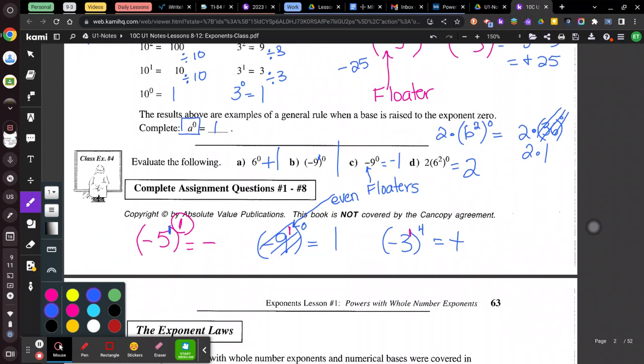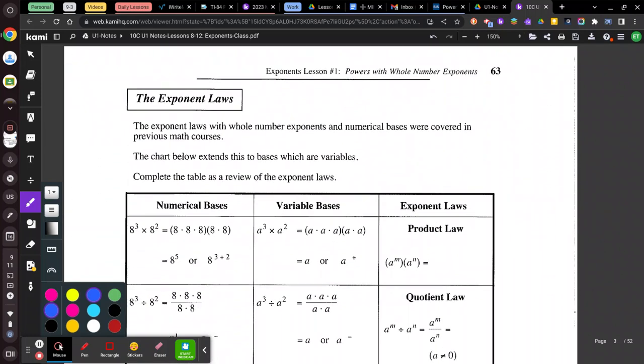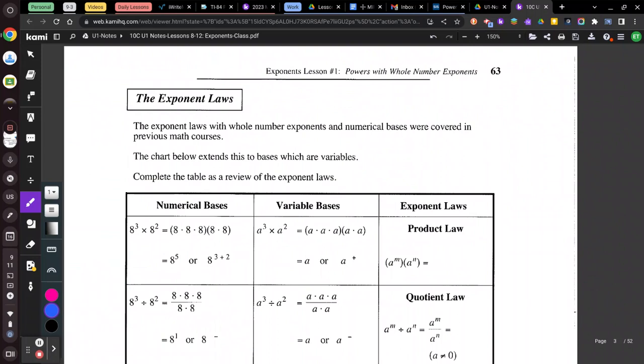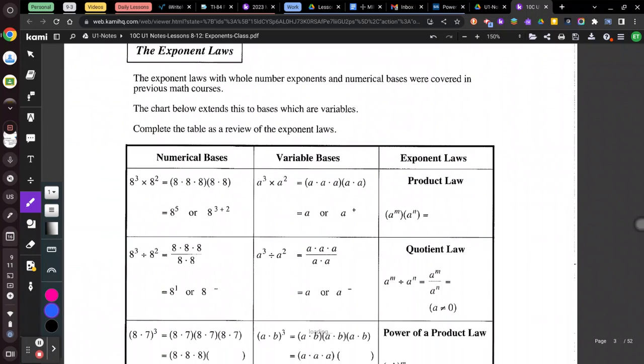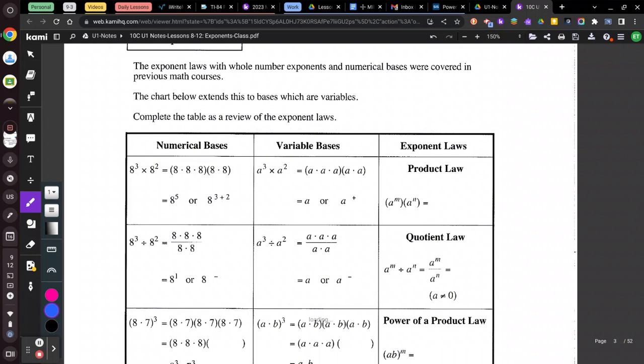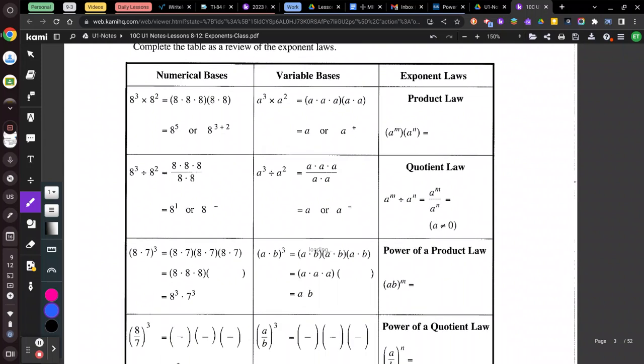All right, exponent laws are on the next page. We will do a couple examples. So it says the exponent laws with whole number exponents and numerical bases are covered in previous math courses. We're going to be getting into the negatives. So this is what we learned in the past. So if we have a number base versus a variable base, do the rules change?